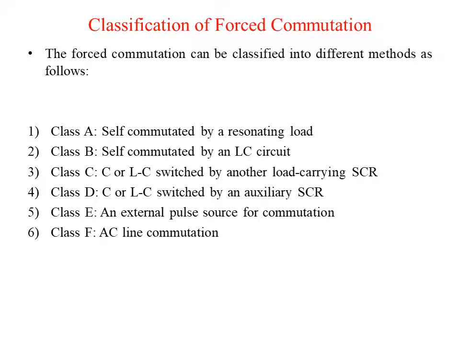Class A is called self-commutated by resonating load. Class B, self-commutated by LC circuit. Class C, C or LC switched by another load carrying SCR. Class D, C or LC switched by an auxiliary SCR. Class E, an external pulse source for commutation. And class F is called AC line commutation. Now we'll see this classification one by one.